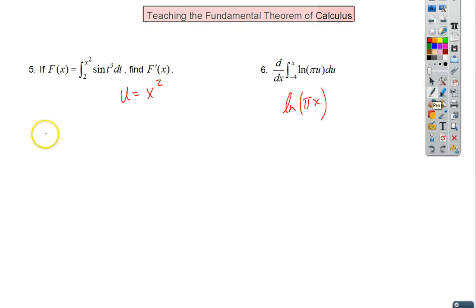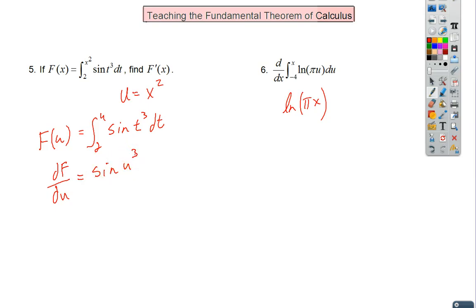So that means that now I have not f of x, but f of u is equal to the integral from 2 to u of sine t cubed dt. And then when I take the derivative, that means I'm taking the derivative of f with respect to u. When I do that, I go through the same process. Well, that's just going to be sine of u cubed.